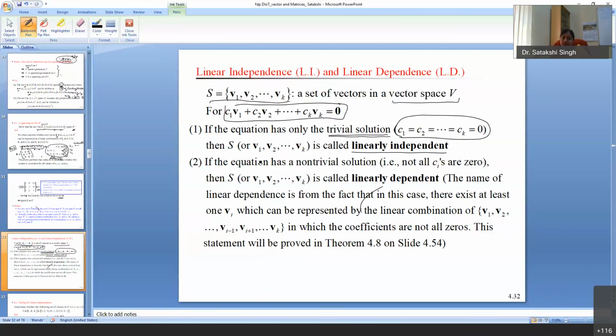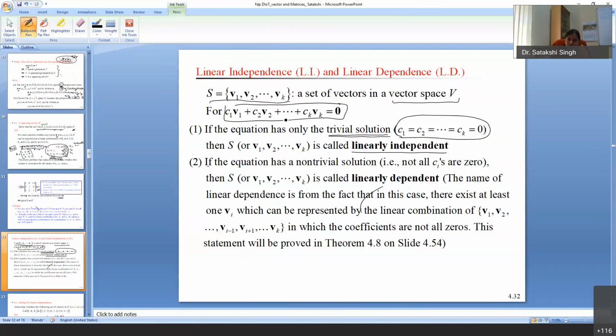And if the equation has a non-trivial solution, that means you get non-zero values for some of the scalars among c1, c2, up to ck, then we say that this set of vectors v1, v2, up to vk is linearly dependent. So linearly dependent is just the opposite of linearly independent.